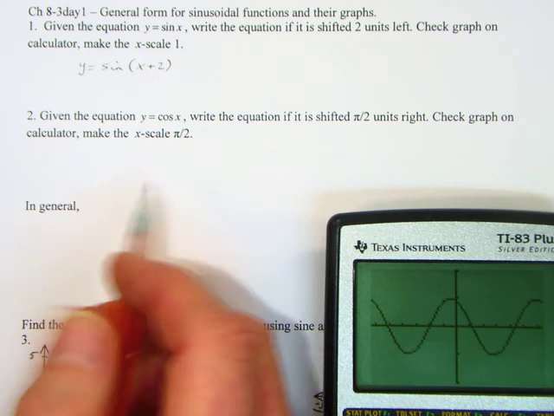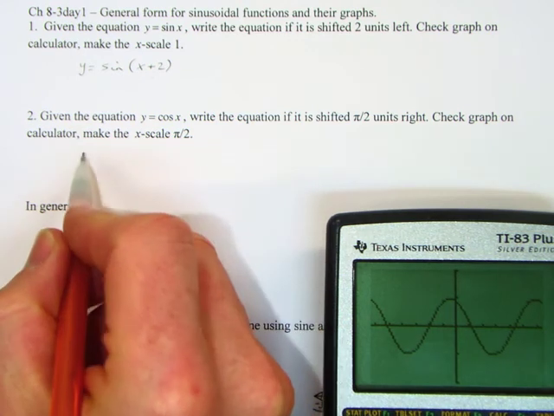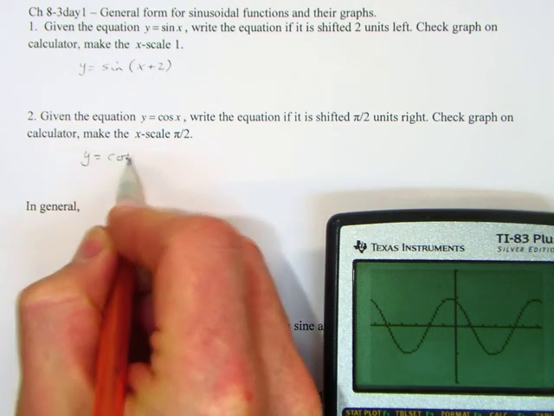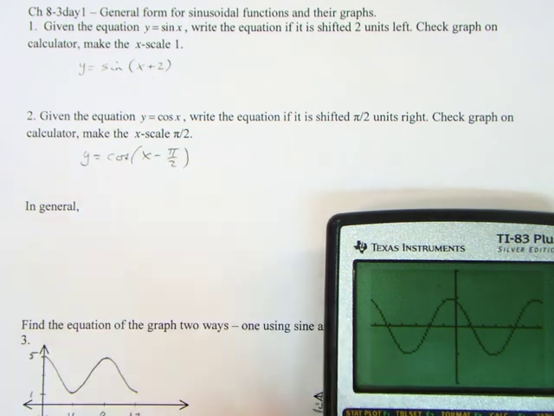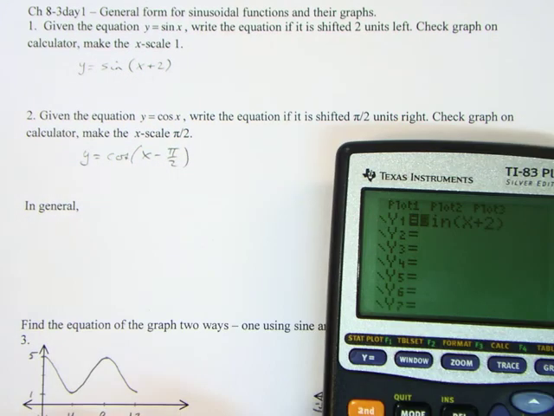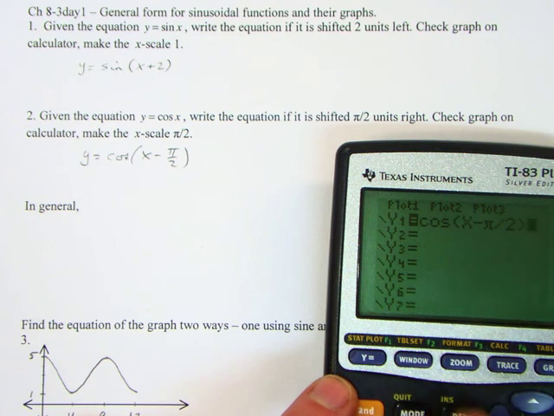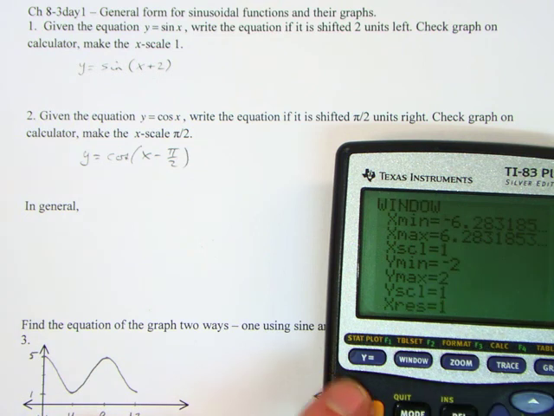Similarly, let's look at the cosine. We're going to shift it pi over 2 units right. So that would be y equals cosine of x minus pi over 2. We can check that on our calculator and just change this to cosine and say x minus pi divided by 2. Let's look at our window. So our x scale, we want to make it pi divided by 2 so we can see it. That's the only reason for that.